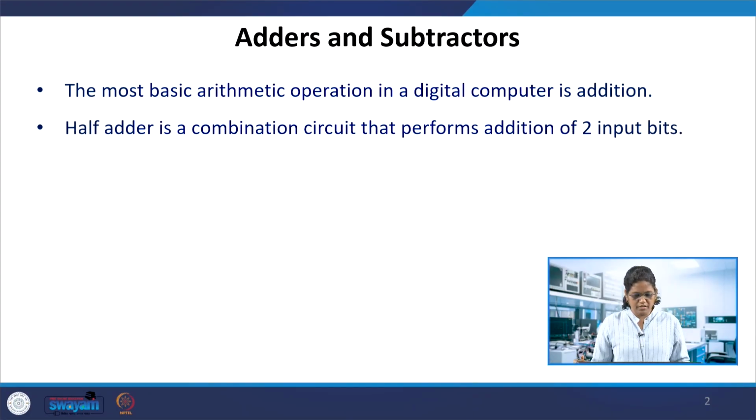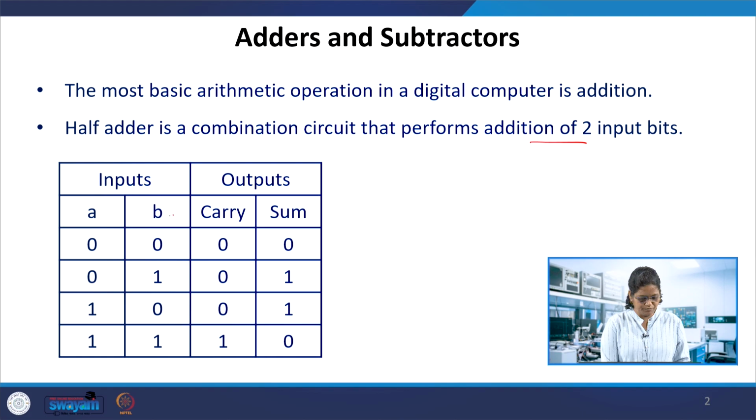So the most basic arithmetic in a digital computer is addition. The half adder, we had learned, performs the addition of A and B, that is two input bits. It cannot take a carry in. So we know the inputs and the sum and carry for the half adder circuit: when both inputs are 0 the sum is 0 and carry is 0, and where both are 1 carry is generated, whereas in the other two input conditions the sum is 1 and carry is 0. So this half adder operation mimics the XOR logic for the sum, and the AND logic for the carry.